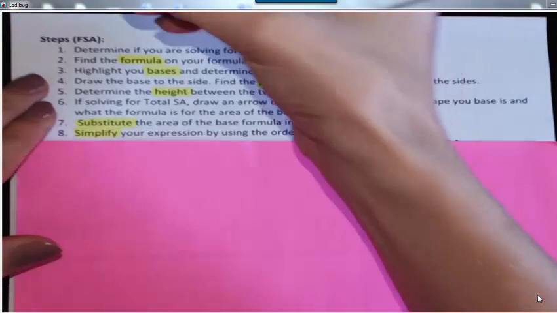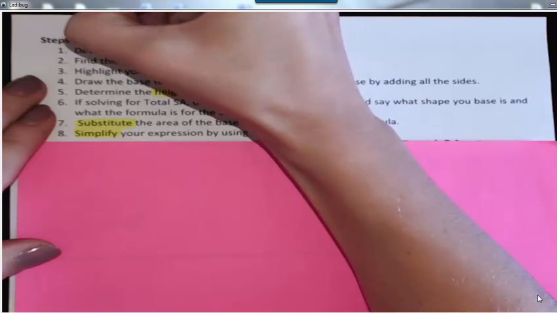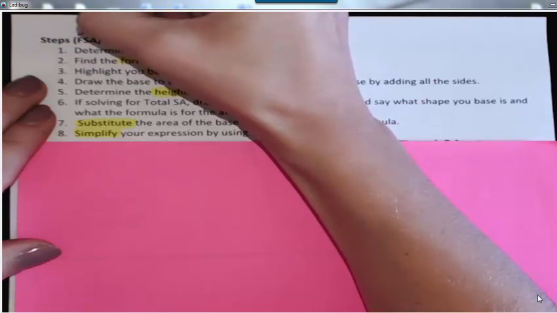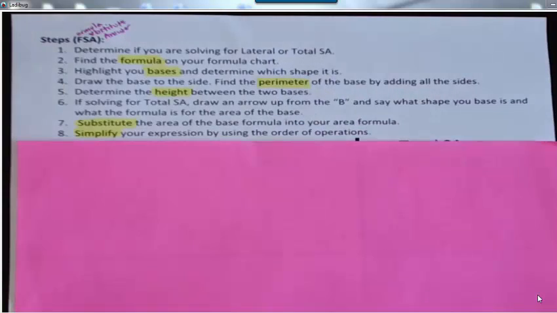So FSA is the formula, substitute, and then we're going to find the answer. Okay, that's where FSA comes from. So let's do an example.